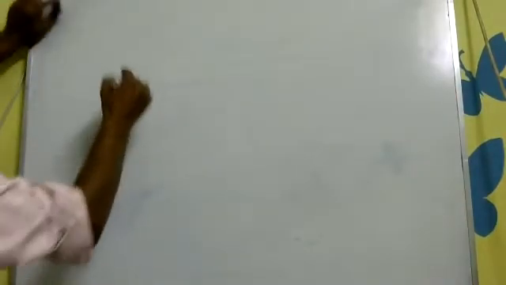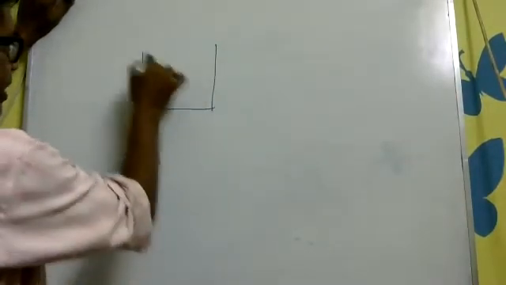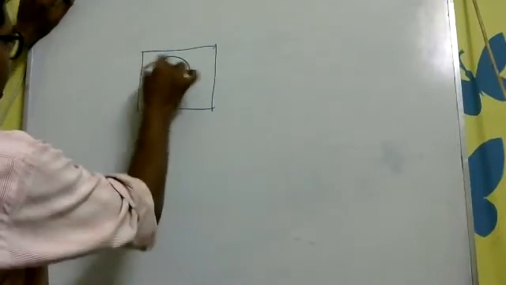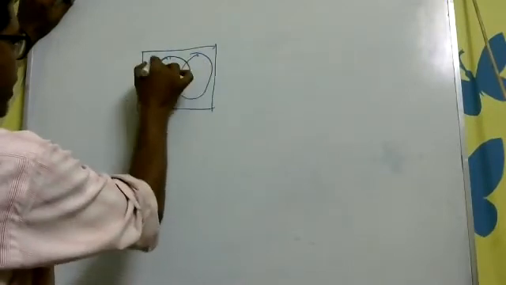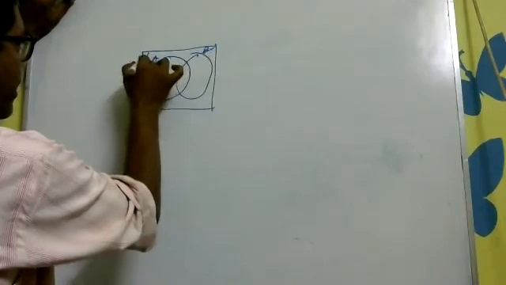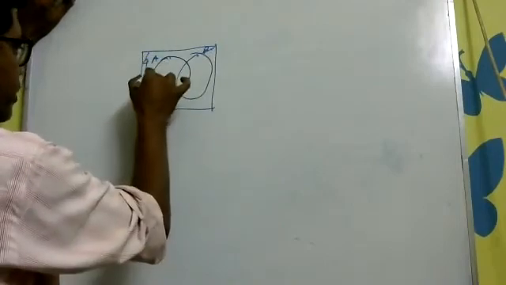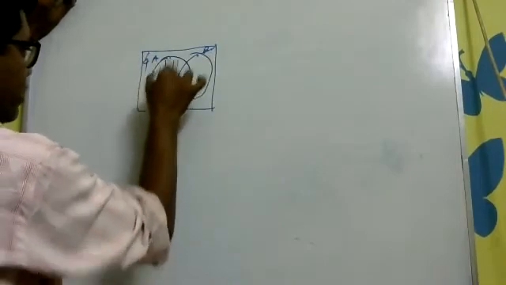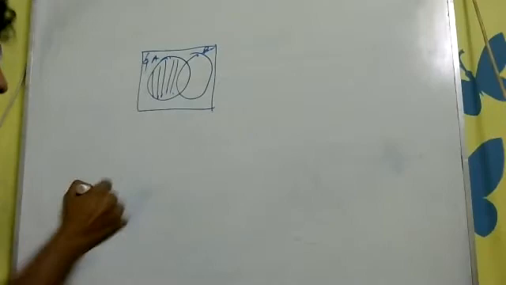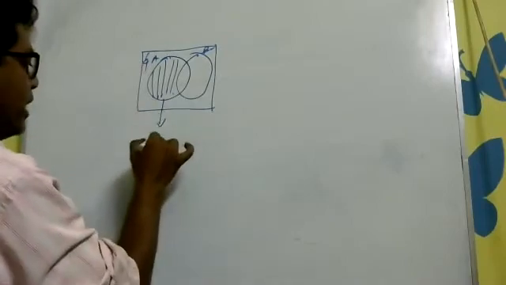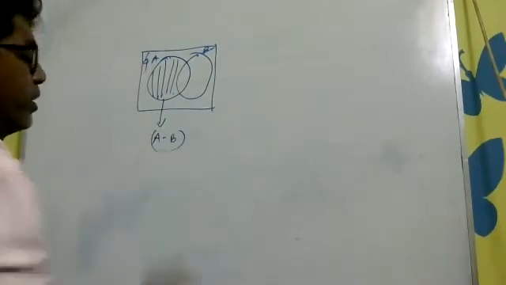If I draw the Venn diagram, this is the Venn diagram. That is your A and that is your B element, and that is your universal set. So this is the portion I can say that A minus B. This portion is also known as A minus B in set theory.